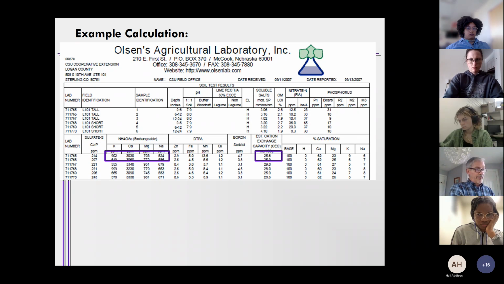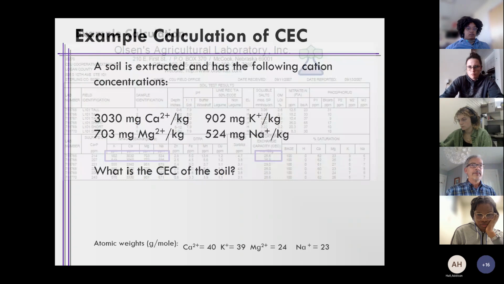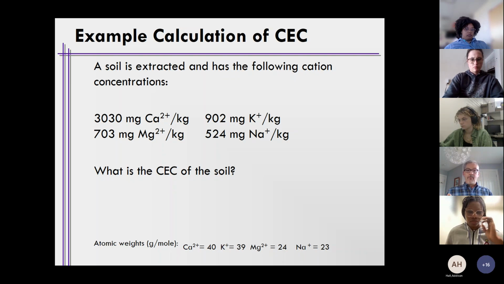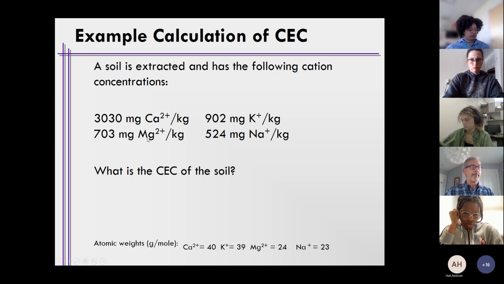So let's do it. This is what the soil testing lab did. This is right from that sheet from the previous slide. This is in your notes, right? A soil's extracted and it had these cations present on it. This is, again, directly from the last slide: 3,030 milligrams of calcium per kilogram, 703 milligrams per kilogram of magnesium, 902 milligrams of potassium per kilogram, and 524 milligrams of sodium. So what's the CEC?